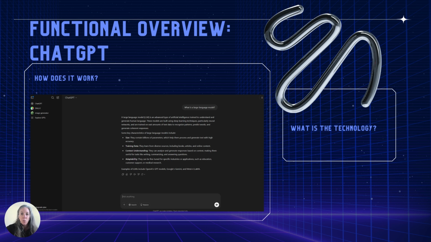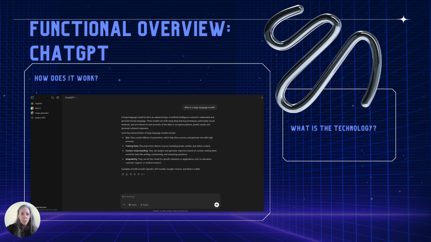So, a large language model processes text and generates responses based on patterns that it learns from the data that it goes through. So, basically, you type your question into a text box and then you get pretty instant response. So, this screenshot, the question I typed in was, what is a large language model?